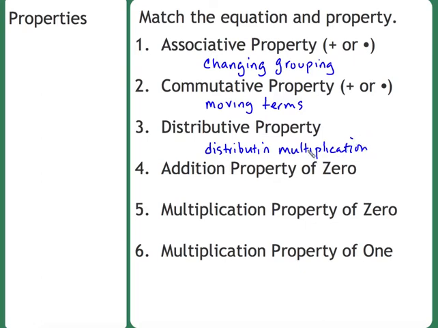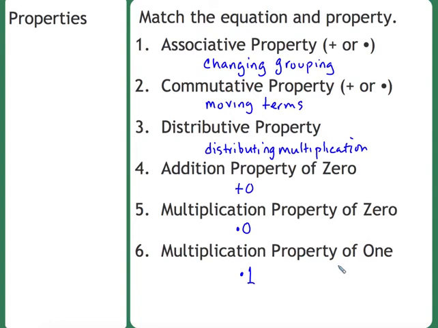Okay, so you're going to want to look for equivalent expressions that show distributing multiplication. All right, addition property of 0, so somewhere in the expression you're going to look for adding by 0. Multiplication property of 0, you're going to look for multiplying by 0. And multiplication property of 1, you're going to look for multiplying by 1. So be on the lookout for those.